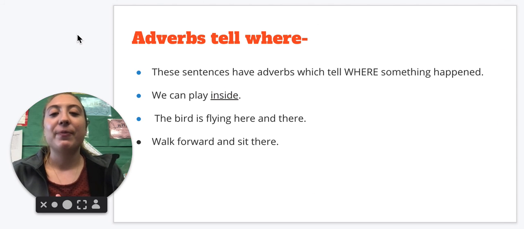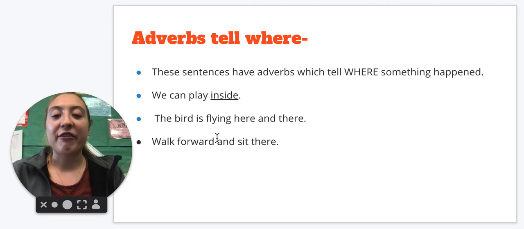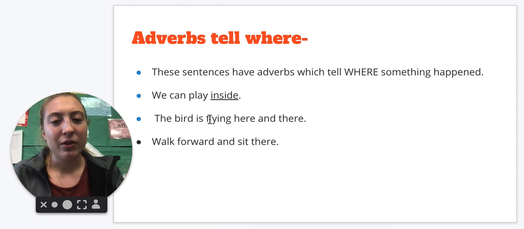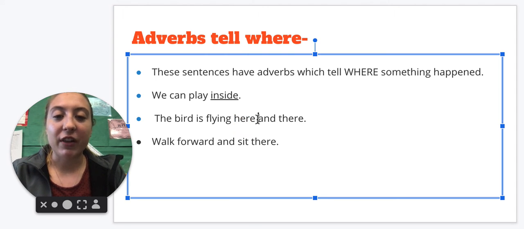All right. The bird is flying here and there. So we know that flying is our action verb. It's something the bird is doing. Where is the bird flying? Here. But are they only flying here? No, because they're also flying there. So you can have more than one adverb in a sentence.